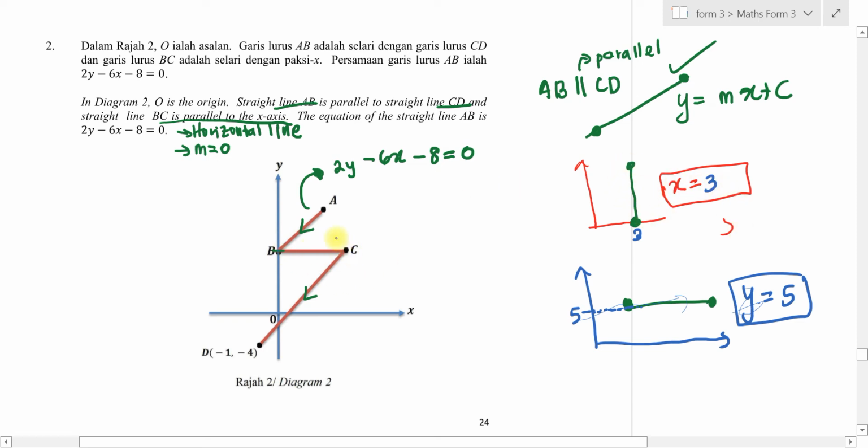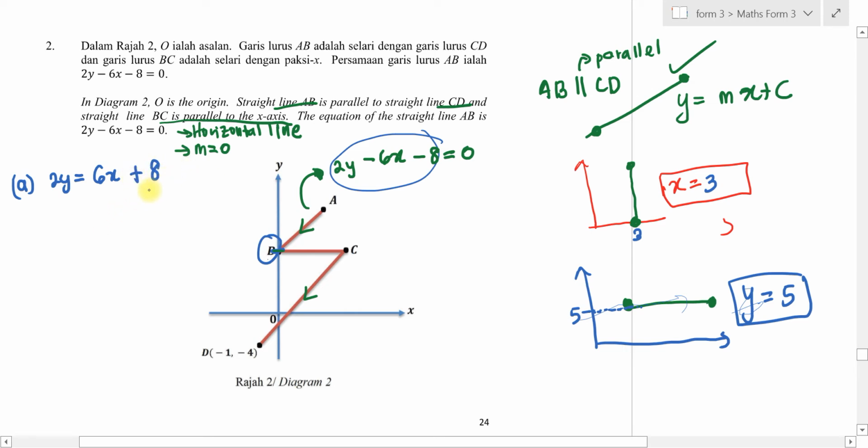So same here, BC. First, BC cuts the y axis. We need to find the coordinate here. So what you can do is try to arrange this equation, because B is actually the y intercept of AB. So 2y equal to, I bring the negative 6x and negative 8 to the opposite side. I show you working here. So 2y equal to positive 6x, negative 8 becomes positive 8.